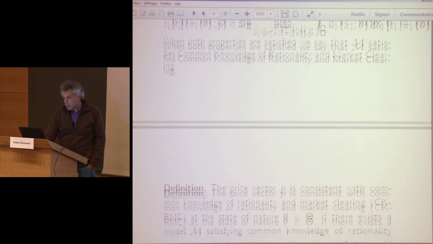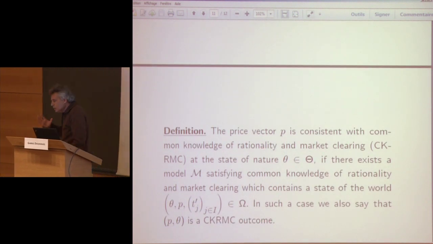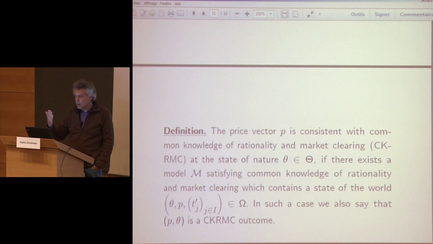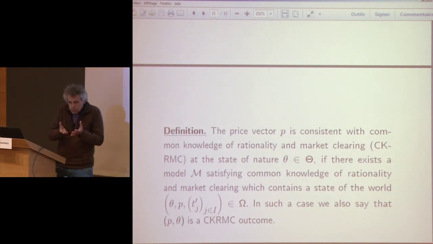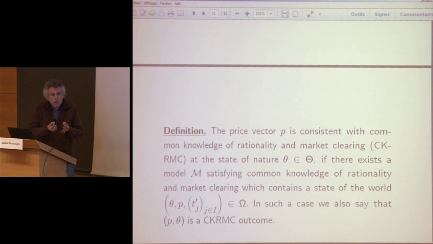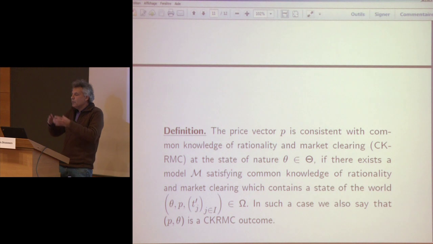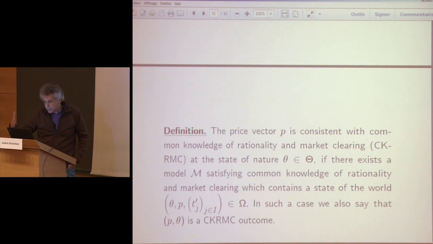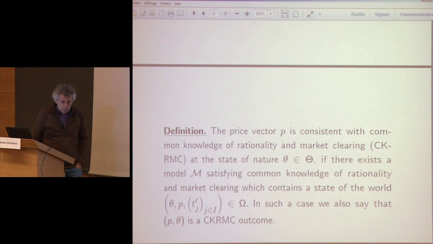And now we can say, what are we interested in? We want to know the set of outcomes that are consistent with common knowledge of rationality and market clearing. An outcome that interests us would be a combination of a state of nature and a price. We would say this is a possible outcome if we have a model which is consistent with common knowledge of rationality and market clearing as we just defined, and in this model there's a state of the world where this outcome materializes.